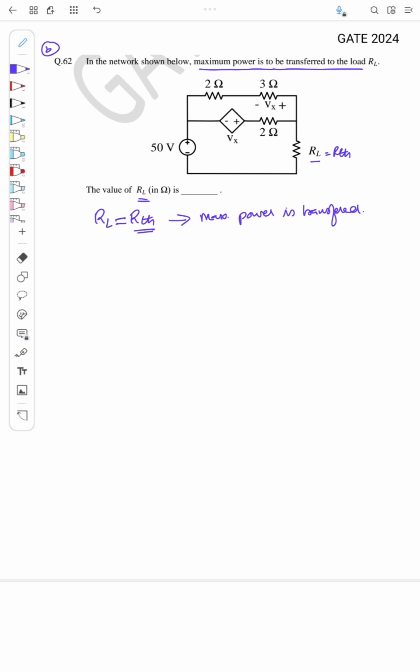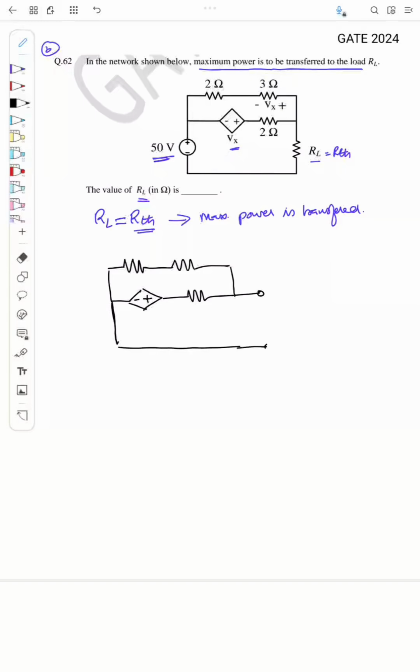To find the RTH, we have to short circuit the voltage sources, or if it is a current source, we will open circuit. Here only a voltage source is there, so we will short circuit the voltage source, that is an independent source, while the dependent source we have to keep as such, right? So we will draw this circuit without the source. And this source is short circuited here. Okay, and this is the node where RL is connected.